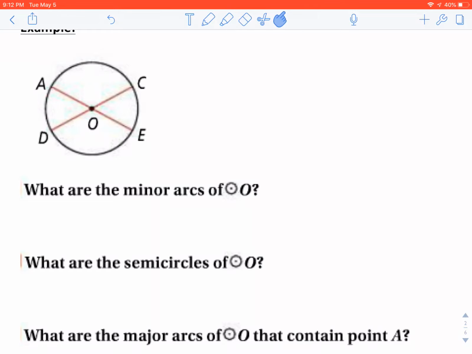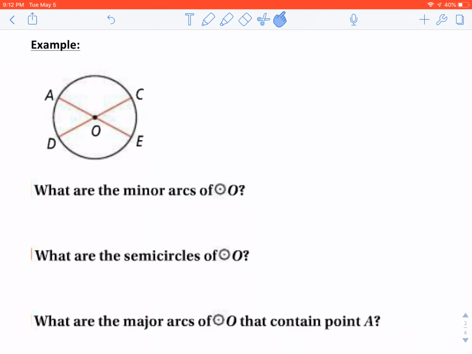Now, these would be the examples we would do together in class, so I'm not going to name all of them again for time's sake. I will say order does not matter, especially for minor arcs. So if you said arc AD or arc DA, they are the same arc. Okay, that would be this arc right here.